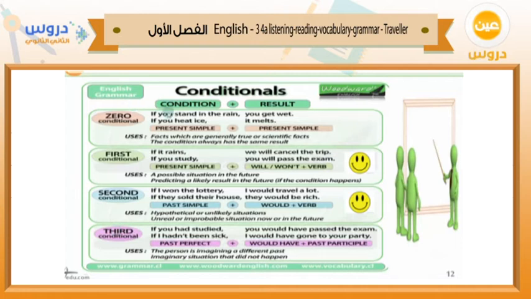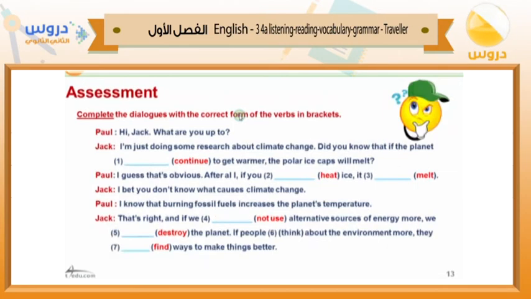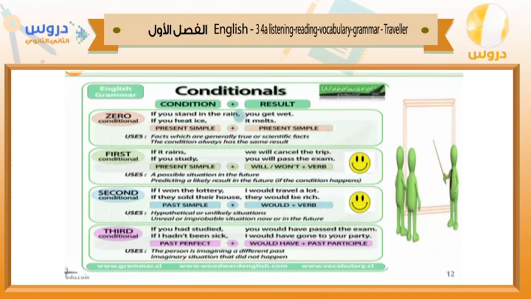For the zero conditional, here is an example. If you stand in the rain, what's going to happen? If you start a sentence with if, that's the first part, we call it the if clause, and there should be a comma here, as you can see. So if you stand in the rain, comma, you get wet. There is no will for the zero conditional because it's a fact. Also, another example, if you heat ice, comma, it melts.